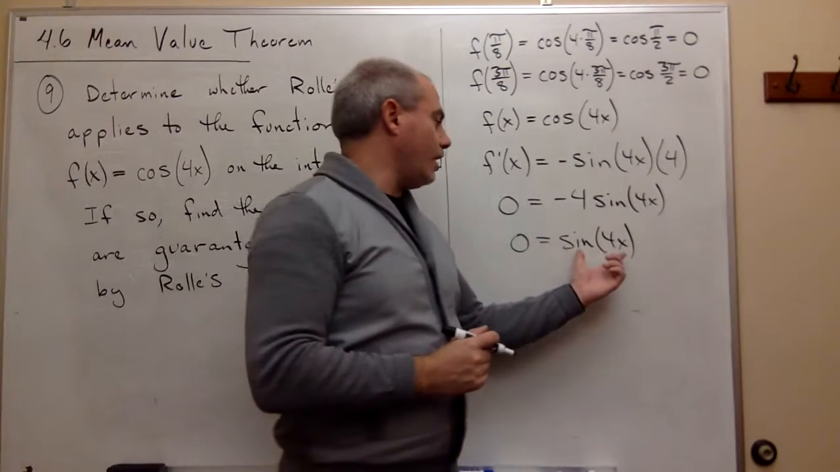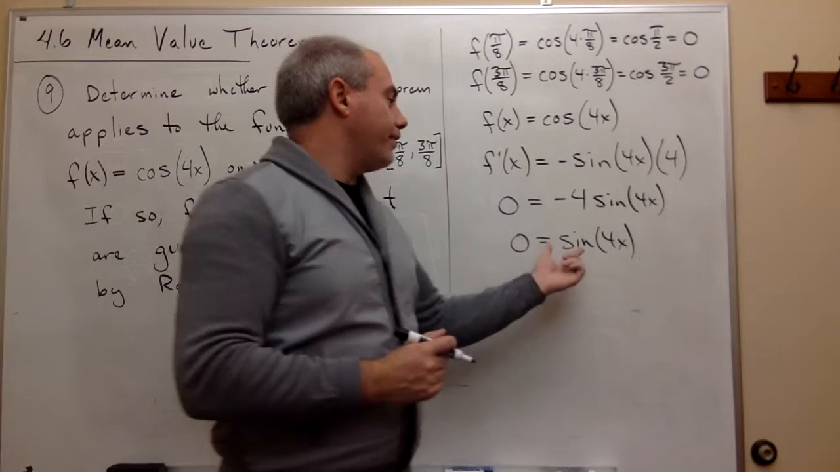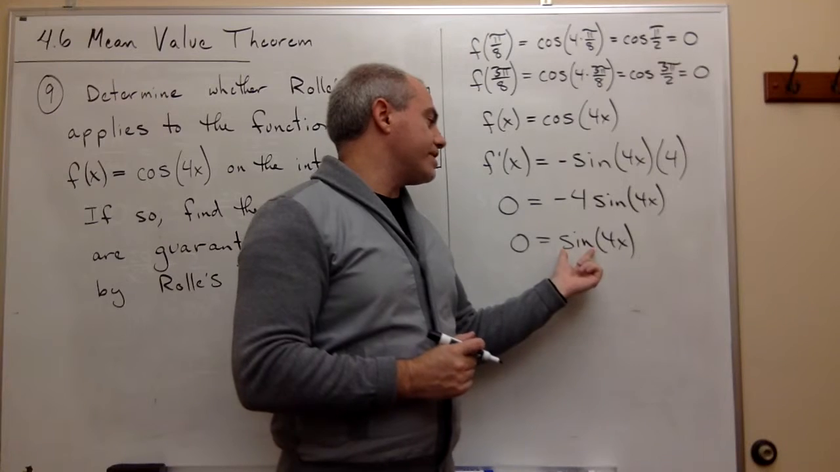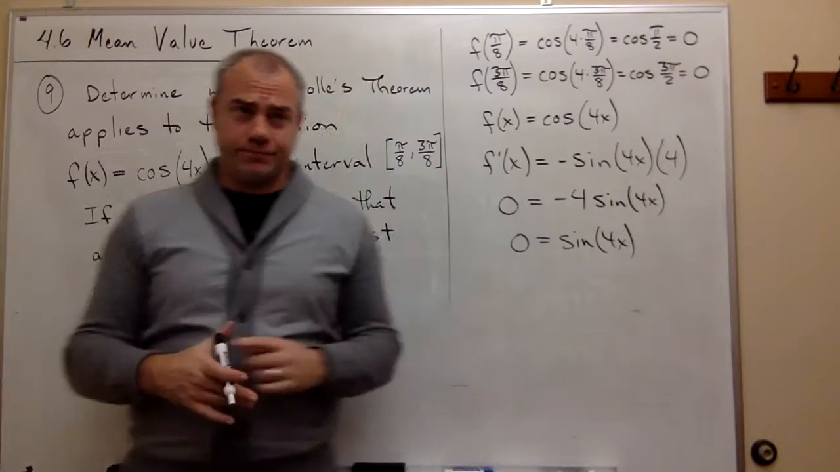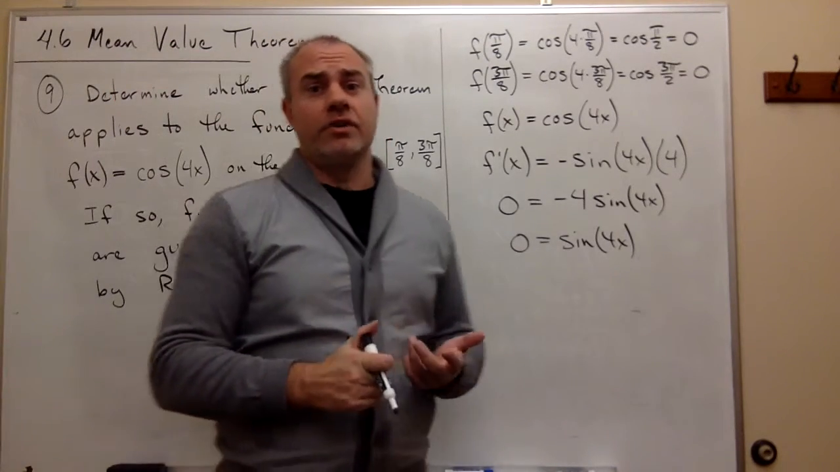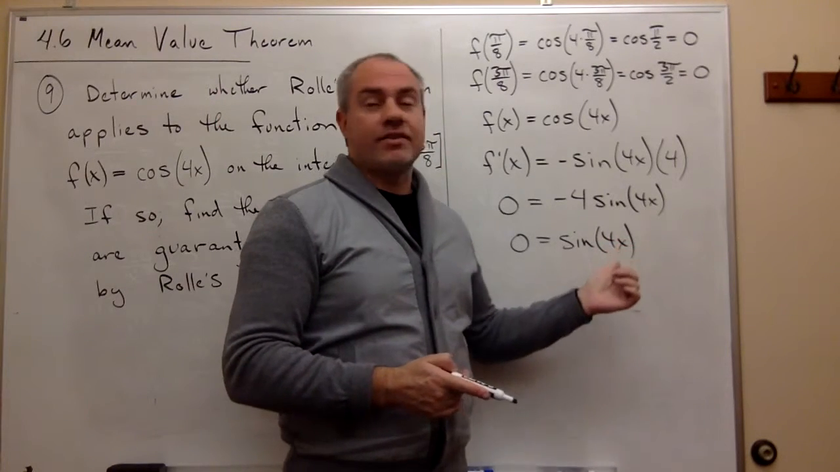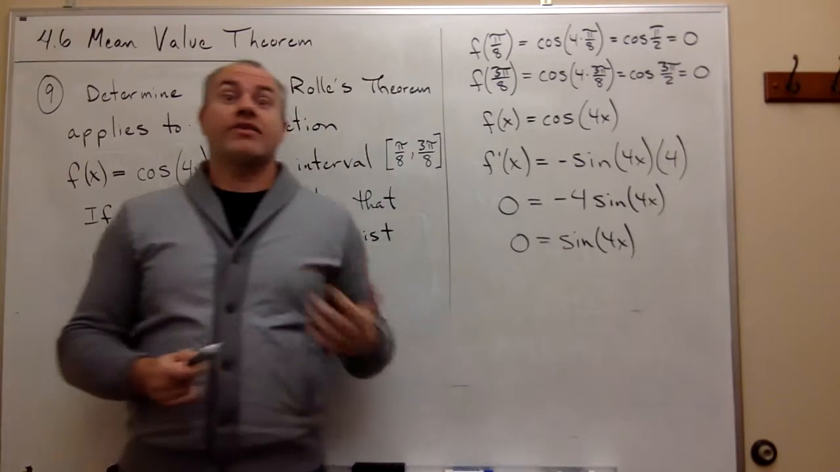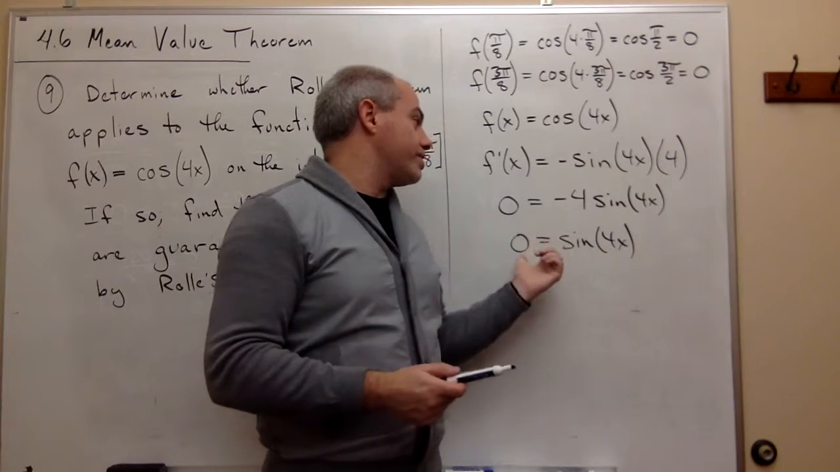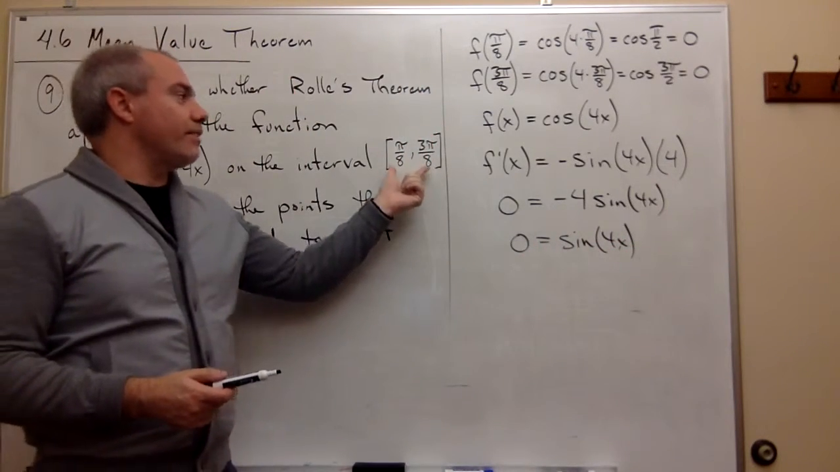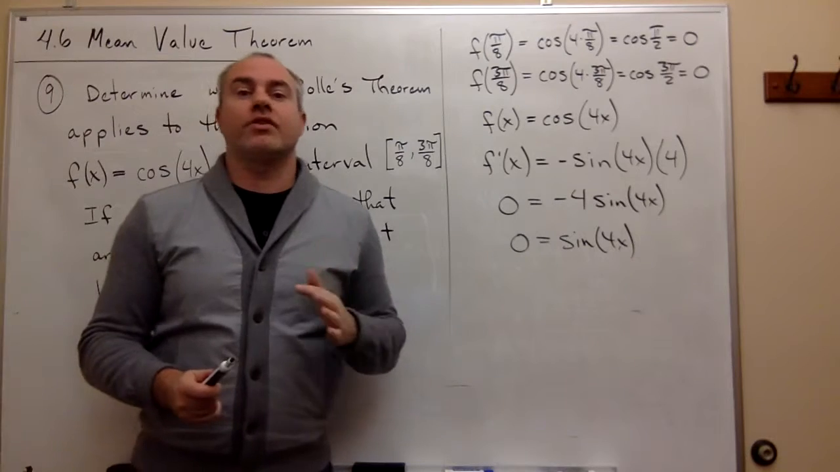Now, we need to know, where is sine of 4x equal to 0? Well, an easier question to answer maybe is, where is sine of x equal to 0? Or in other words, what makes sine 0? Well, the first thing that makes sine 0 is 0, right? But what would x have to be for 4x to be equal to 0? x would have to be 0, right? So if x were 0, then I'd get sine of 0, which is 0. But wait a second, 0 doesn't live in my interval. I'm looking for something between pi over 8 and 3 pi over 8. So 0 is not the one I want.